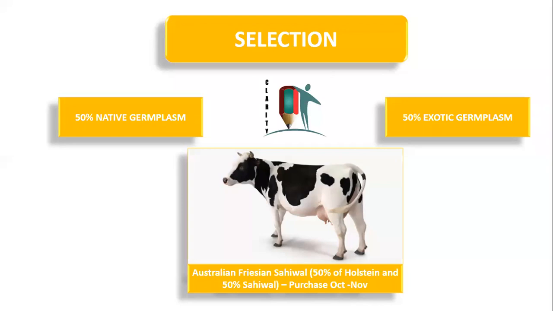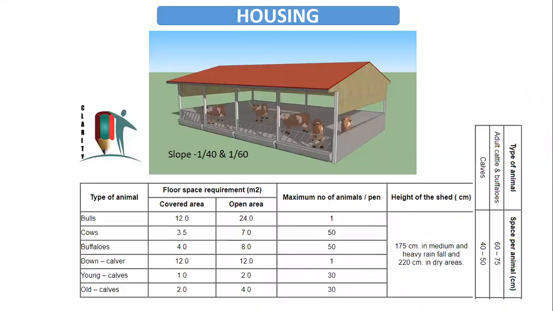तो जैसे if we take the example of Australian Friesian Sahiwal, तो 50% जो क्या है, हमारा नेटिव जर्म प्लाज्म हो गया, किससे आया, वो साहिवाल से आया, एंड 50% इज कमिंग फ्रॉम एक्सोटिक जर्म प्लाज्म ऑफ फ्रीजन, ठीक है। Another question that can come, that whenever a farmer purchases these breeds, the purchase should be done in October November only, ठीक है। Next, coming to the housing. Housing, they can ask many questions, and from this housing, the most important point that can be asked is your floor space requirement.